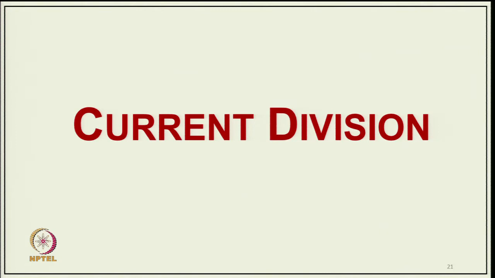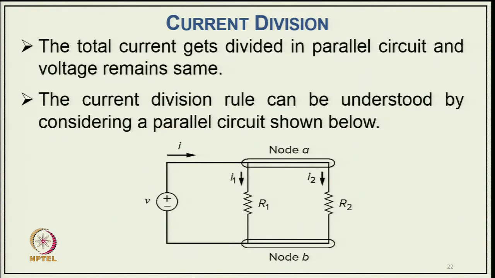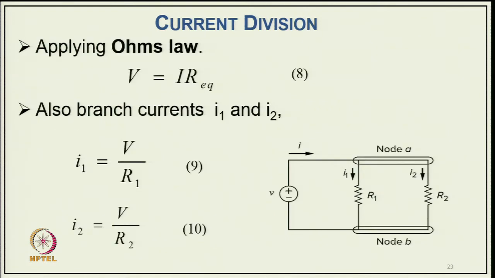Now, that was for voltage division. Now, coming to the relations for current division. In current division, the total current gets divided in a parallel circuit and the voltage remains the same. The current division rule can be understood by considering the parallel circuit shown here. You have a voltage source connected across two resistances in parallel, with two nodes A and B. The current drawn from the source is I, but the currents flowing into these two resistances are I1 and I2 through R1 and R2.